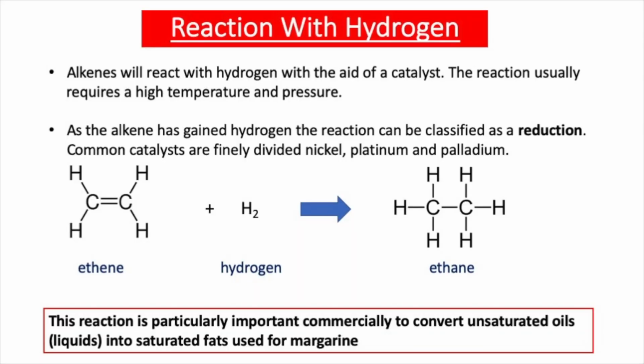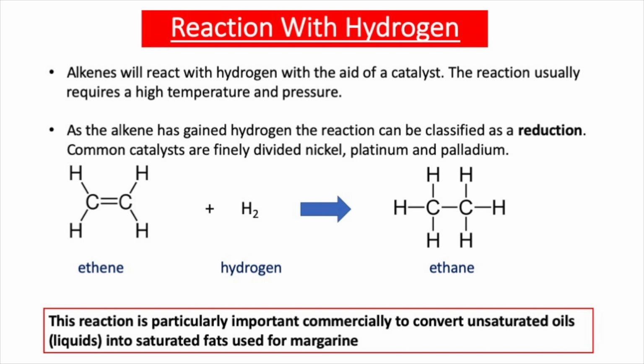Now a second example of an addition reaction is the reaction of alkenes with hydrogen. Alkenes will react with hydrogen in the presence of a catalyst, and this reaction also requires high temperature and pressure. If you look at the equation, we have ethene plus hydrogen goes to ethane. So I have C2H4 plus H2 goes to C2H6.